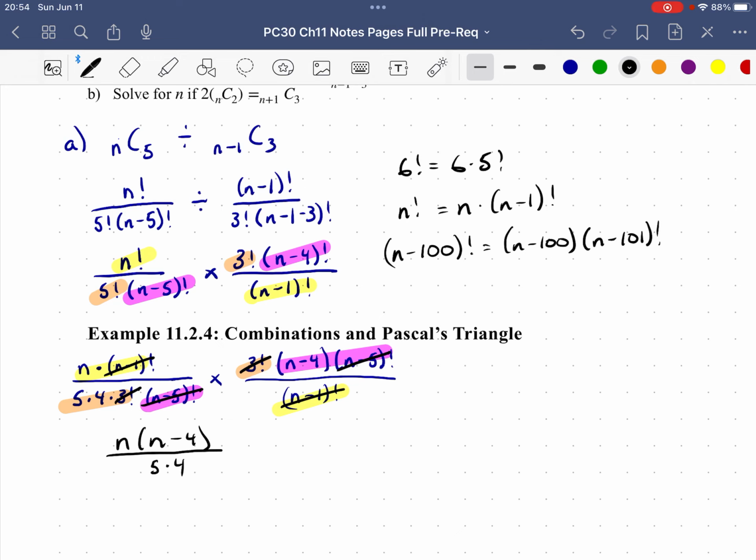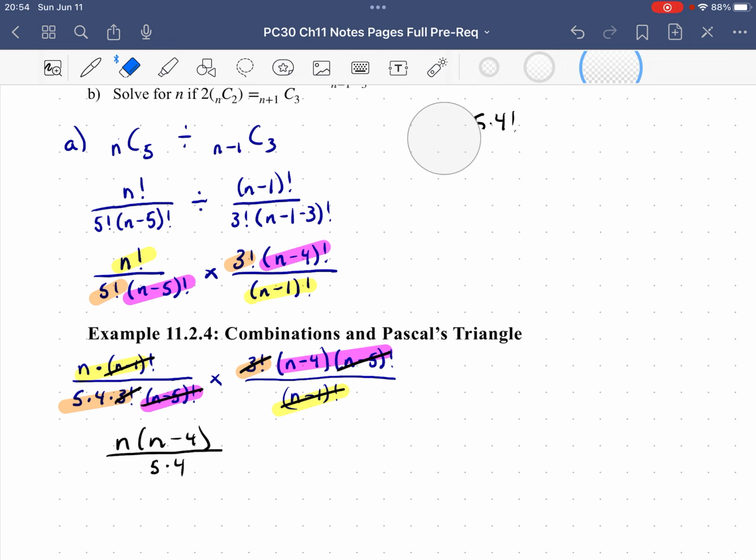Now you can do it twice too, right? 6 factorial is equal to 6 times 5 times 4 factorial, and so on and so forth. All right, so there's the first one.